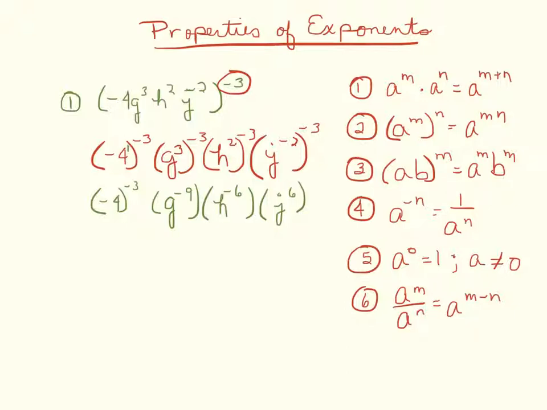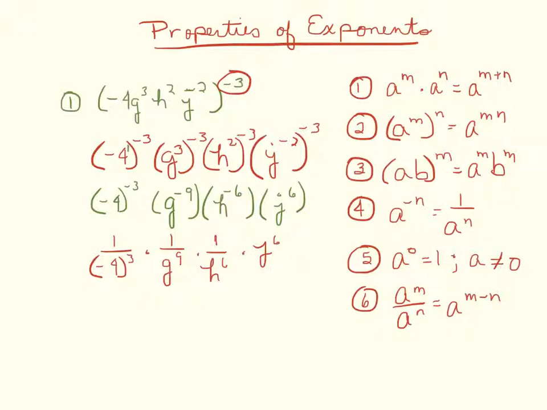Next I'm going to apply rule 4, which says negative exponents mean put me in the denominator. I'm going to start moving stuff to the denominator, so this is 1 over negative 4 to the 3rd power, 1 over G to the 9th power, 1 over H to the 6th power, and finally J to the 6 already has a positive exponent, so I certainly wouldn't apply that rule to it.